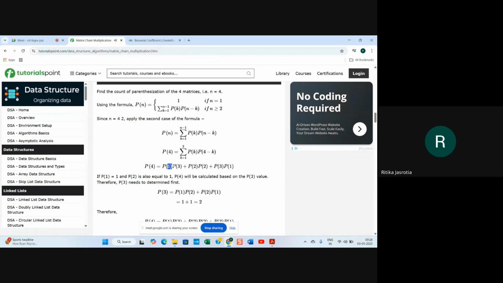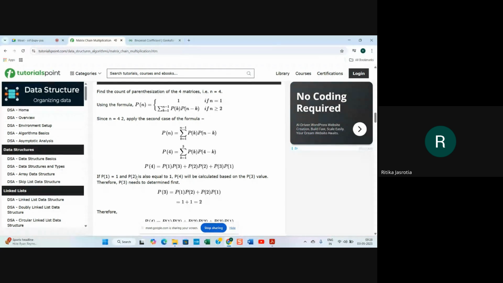So keep K as 1 first. What will be PK here? K is 1 first, P1, then into P4 minus 1, which is P3. Then the sum, the plus. Next value of K we keep 2: P2, P4 minus 2 is 2, P2 into P2. Plus the last value, 3, then it will be P4 minus 3, which is P1.